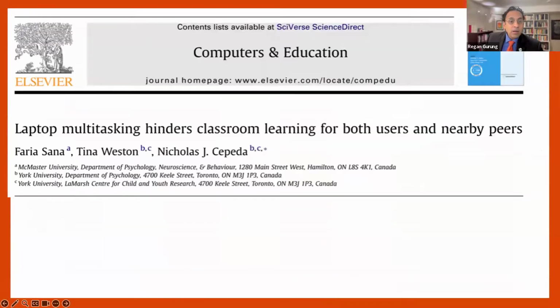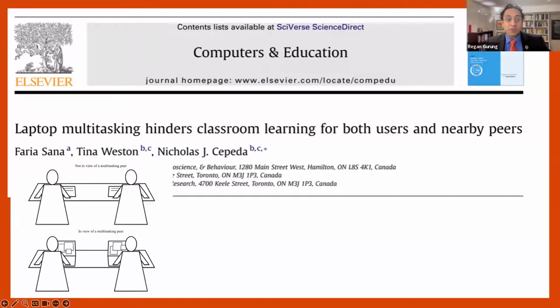It seems to work. And of course, it's not just the student's own choice, right? Freedom is one thing. I often tell my students, it's often not just you if you're distracted, but it's the person next to you. The so-called collateral damage. In this study, it's not just multitasking hindering the student themselves, but it's also hindering people who can see the student distracted. And so in this study, they had students either where they could not see somebody multitasking or where they could see somebody multitasking.